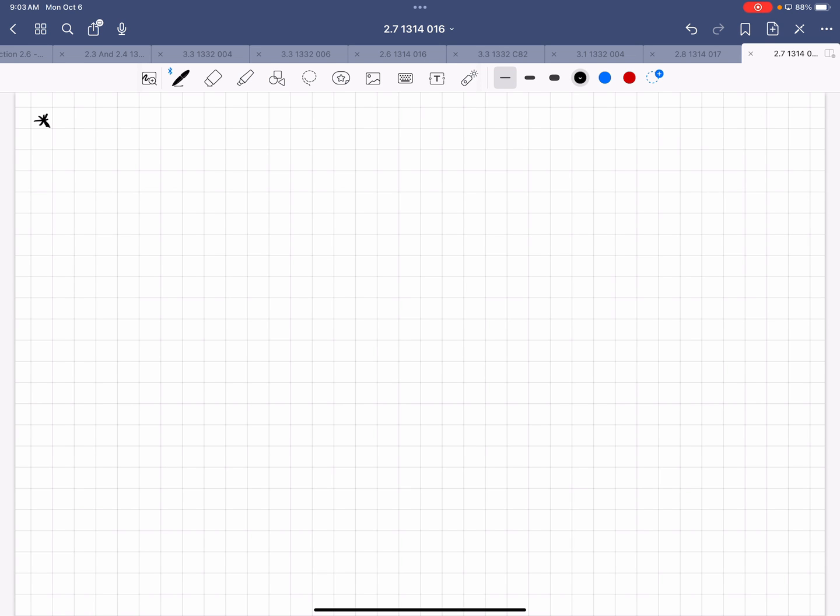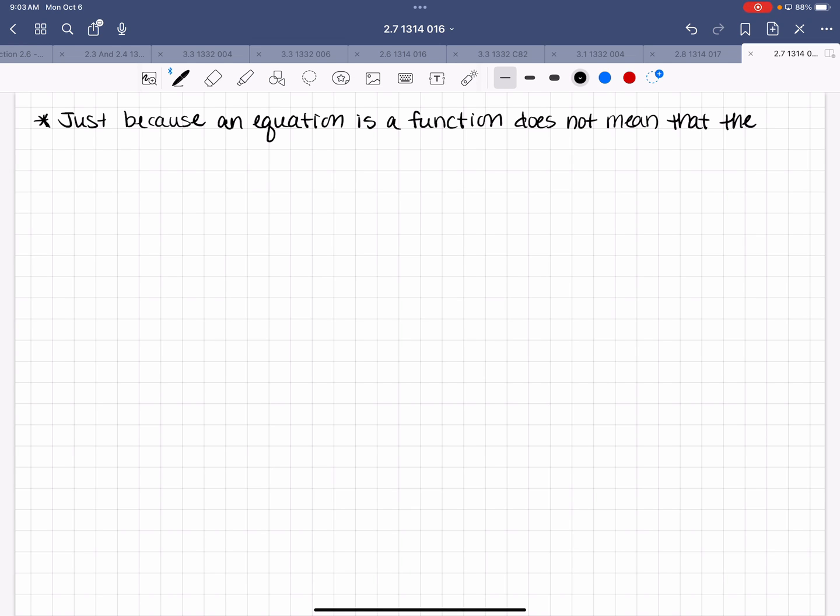So just because an equation is a function does not mean that the inverse will be a function. Okay?